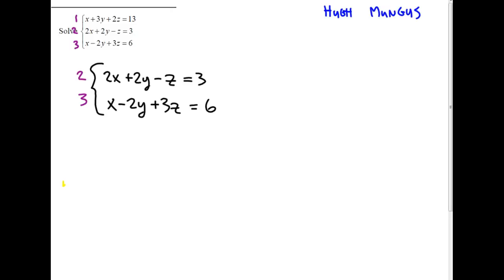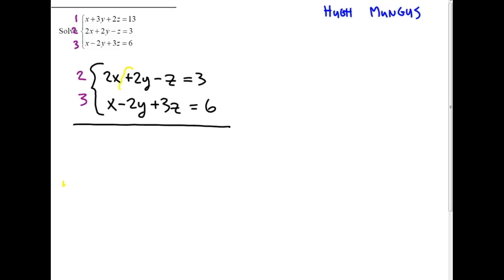All right, so I double checked that I copied them down right. 2x plus 2y minus z, yep. X minus 2y plus 3, okay. All right, now I want to eliminate y's, which are all ready to eliminate right away because they're exact opposites.